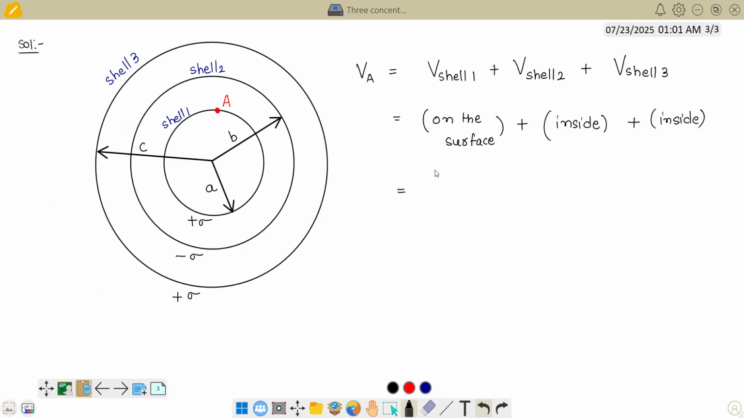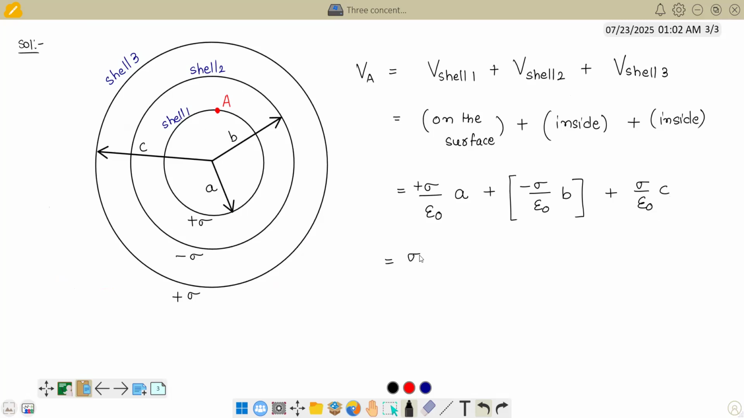We know on the surface or whether it is inside, the formula is sigma, its surface charge density, plus sigma due to shell 1 by epsilon naught into r. What is the radius of this? It is A. Then for the second shell, this point A is inside. The formula is minus sigma by epsilon naught into the radius of shell 2, which is B. Then for shell 3, again plus sigma by epsilon naught into the radius of shell 3, which is C.